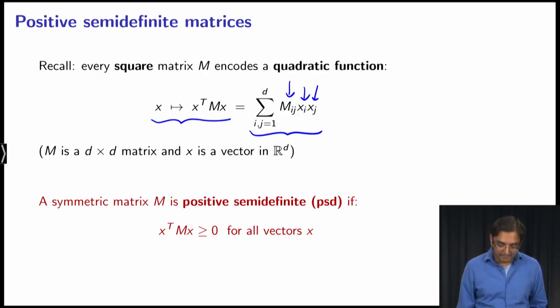So we'll say that a matrix M is positive semi-definite if, first of all, it is symmetric, and second, if this quadratic function, x transpose Mx, is always greater than or equal to 0, no matter what x you plug in. This turns out to be a very powerful notion of what it means for a matrix to be positive.